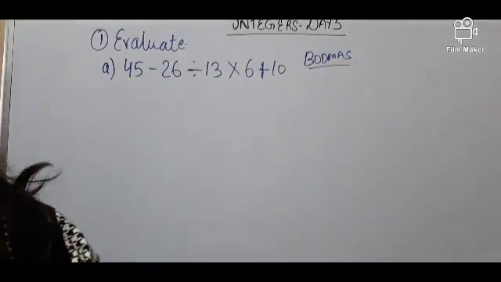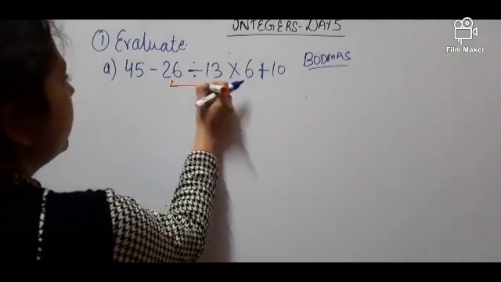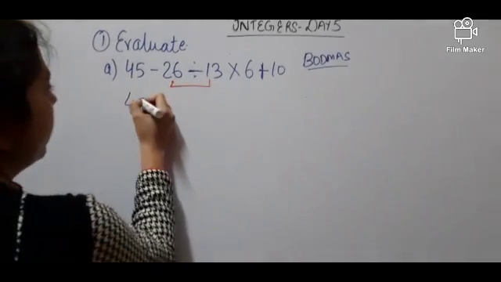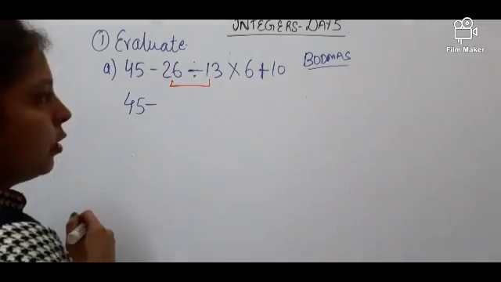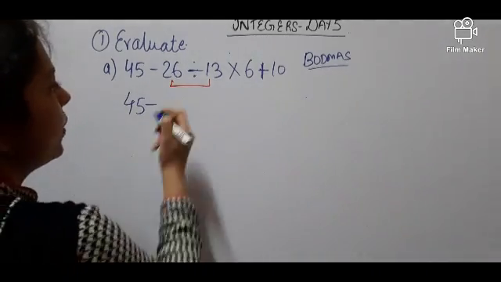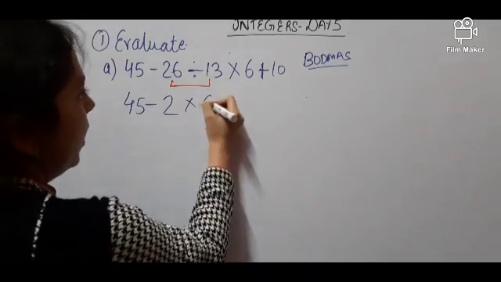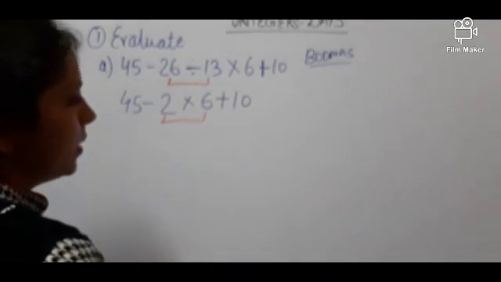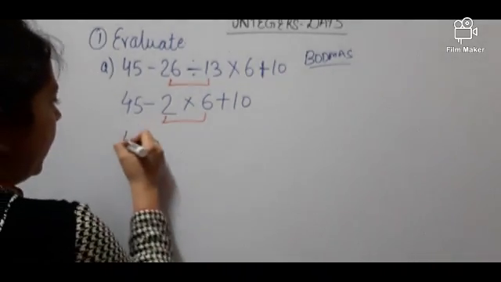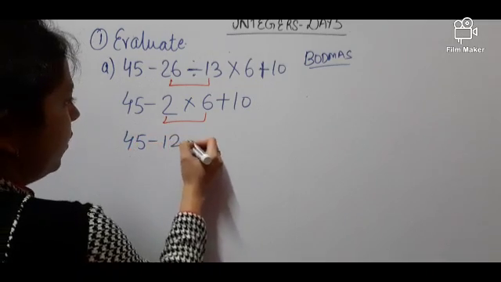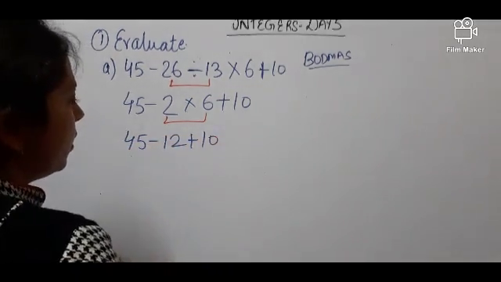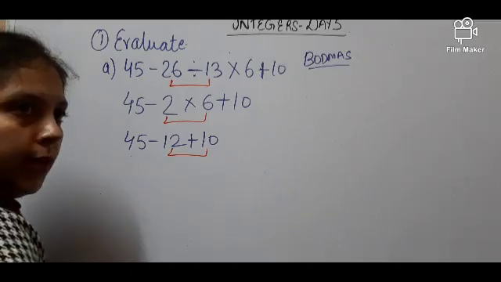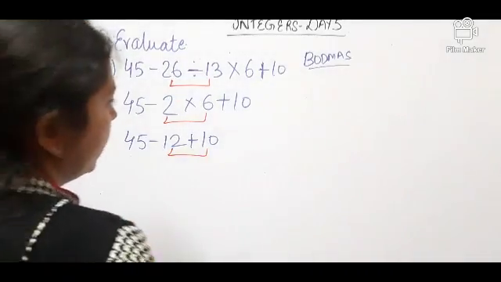First we will do division according to the BODMAS rule. So we'll write 26 divided by 13 gives you 2, because 13 times 2 is 26, right? And then write the entire question as it is. Then we will do this multiplication, that means 45 minus 12 plus 10. Then we do this addition, because now we know integers, so we can do this addition.